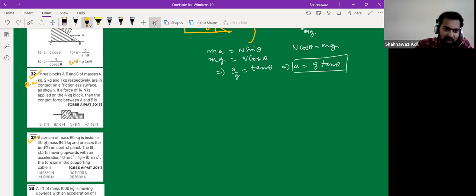Okay, so the next question. A person of mass 60 kg is inside a lift of mass 940 kilograms and presses the button on the control panel. The lift starts moving upwards with an acceleration of 1 meter per second squared. If g is 10 meters per second squared, find the tension in the supporting cable. So Arpit, who is watching the lift? Are we referring to the person inside the lift or the person outside the lift? Are we in the inertial frame or the non-inertial frame?